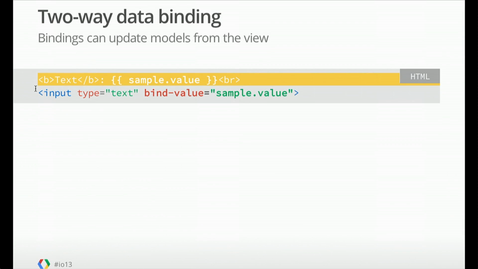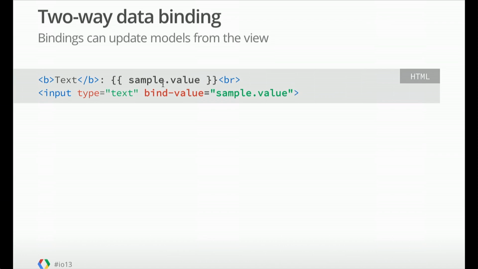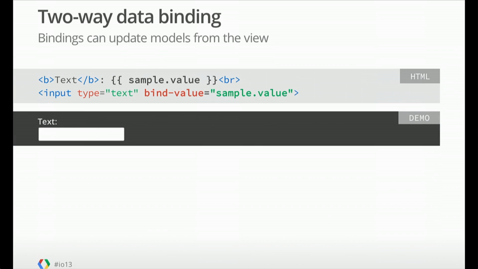So here I have a little example where on the first line we have something that is similar to what we had before. I have a model where I'm going to read the value and put it in my UI. And on the second line I have the input box and the special attribute bind value does the other direction of the binding.